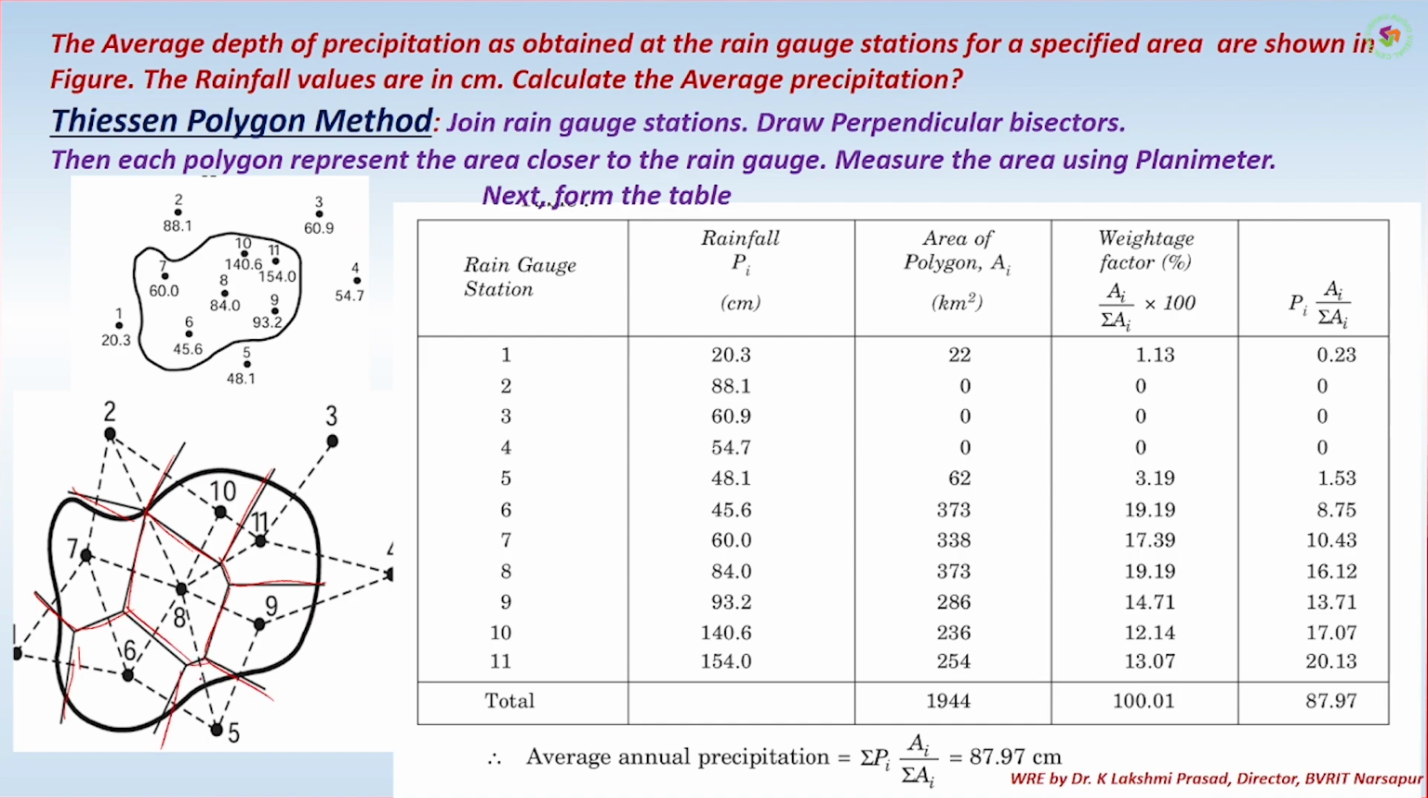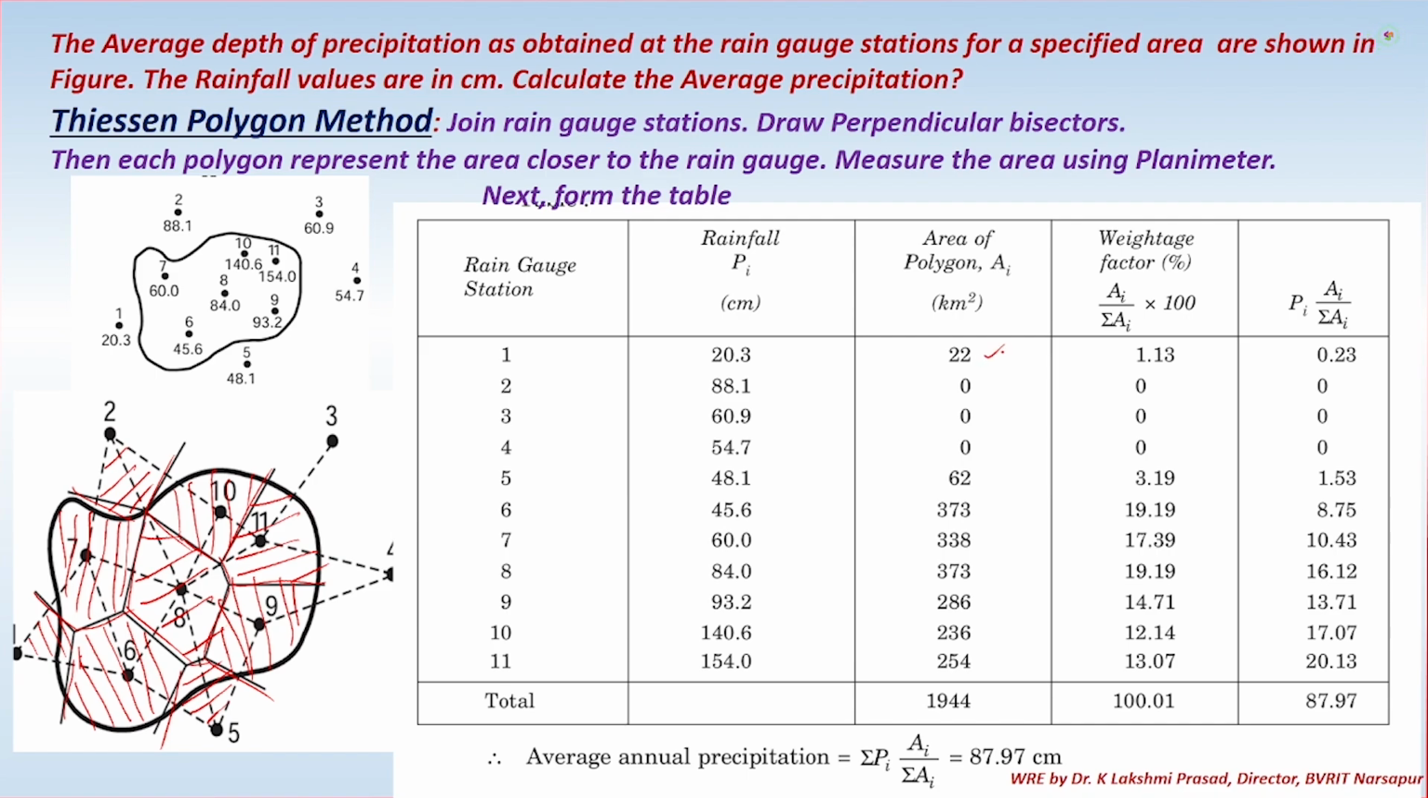When I do that, for example, for rain gauge station 1, this is the area under the rain gauge. Similarly, for rain gauge station 7, this is the area which we have allocated. For rain gauge station 2, this is the area. Rain gauge station 10, this is the area allocated. Rain gauge station 6, this is the area. Rain gauge station 5, this is the area. Rain gauge station 9, this is the area. Rain gauge station 11, this is the area, and rain gauge station 8, this is the area. Like that we have allocated areas to each.